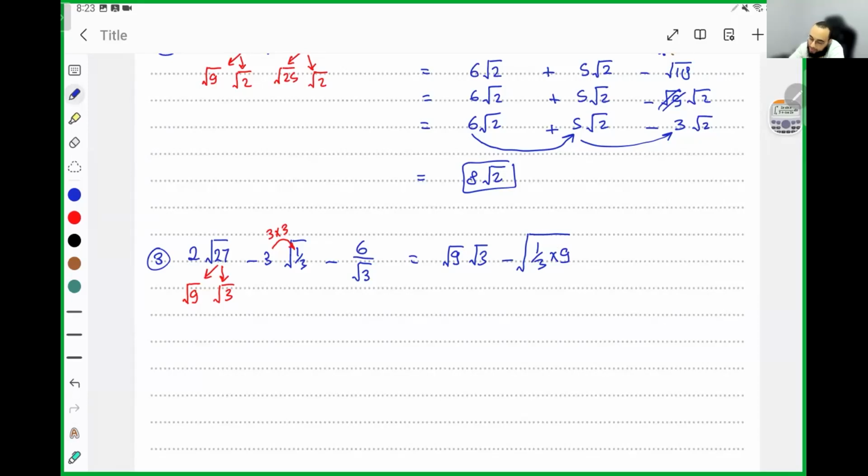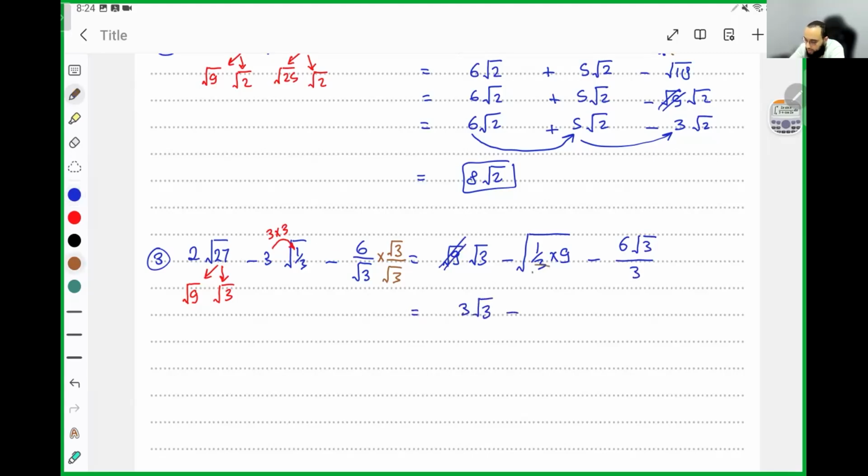What about the next? It's 6 over root 3. We talked about this last time. If you have root 3 in the denominator, you are allowed to multiply it by root 3 up and down. So it's 6 root 3 over root 3 times root 3, which is 3. Let's simplify. Root 9 equals 3.